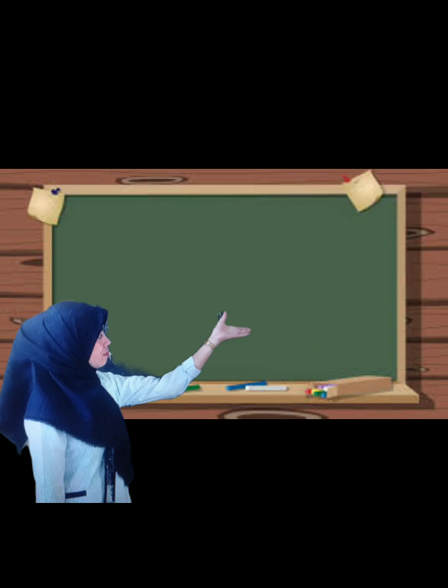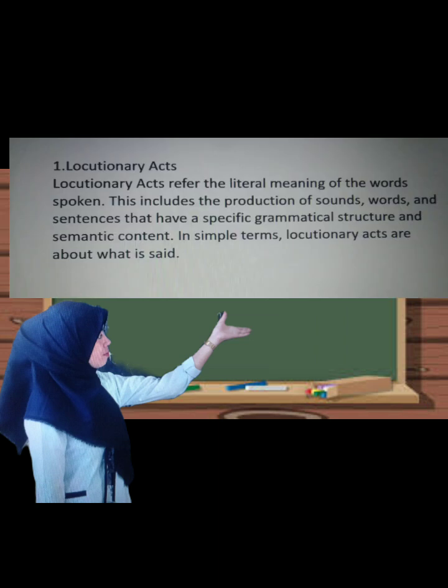Here are the three main types of speech acts. First, locutionary acts. Locutionary acts refer to the literal meaning of the words spoken. This includes the production of sounds, words, and sentences that have specific grammatical structures and semantic content. In simple terms, locutionary acts are about what is said. They refer to the basic act of producing sounds, words, and sentences that have a particular meaning. It is the literal act of uttering words with a specific linguistic content.